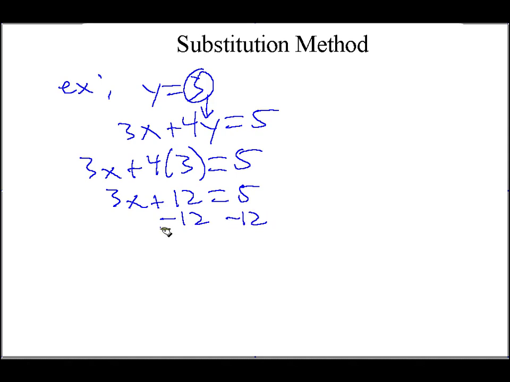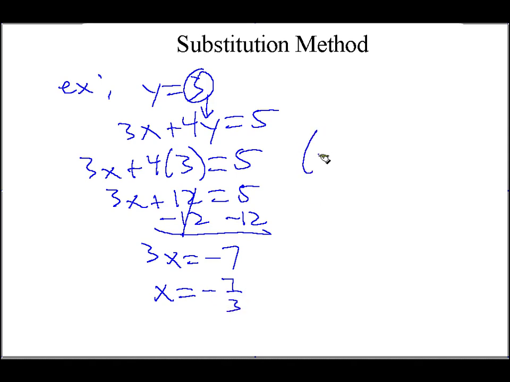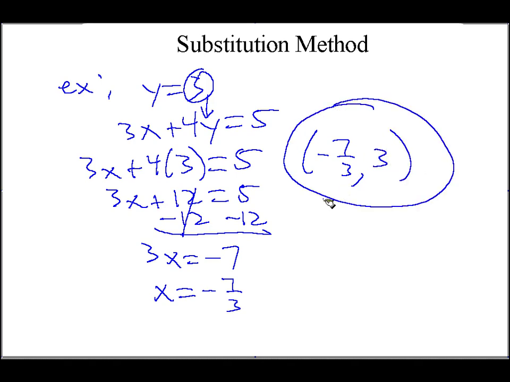Subtracting 12 on both sides of the equation, 3x is equal to negative 7. So therefore, dividing both sides by 3, I get x is negative 7 over 3, negative 7 thirds. So my solution as an ordered pair is going to be negative 7 thirds comma y. What's y? y is equal to 3. That's given to us to begin with. So there's my solution.